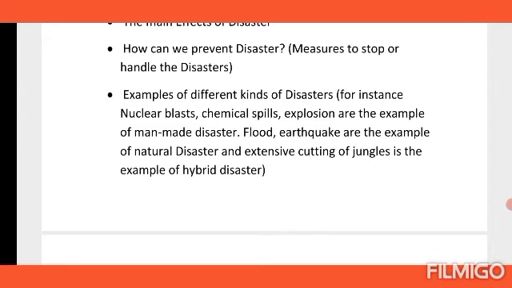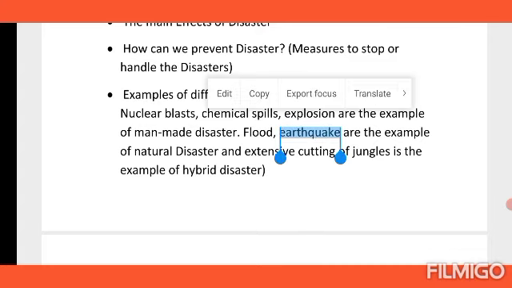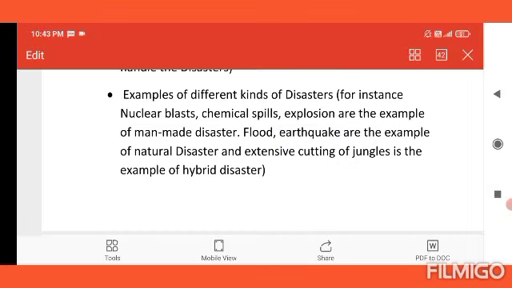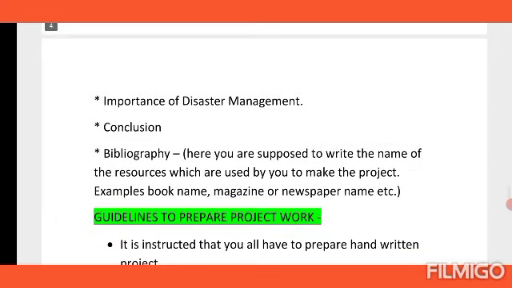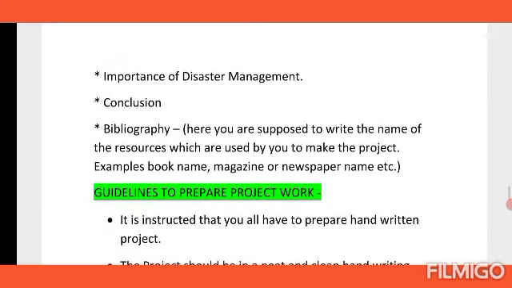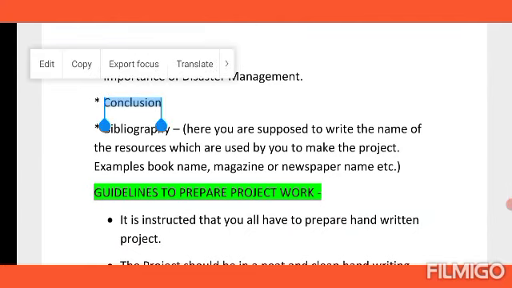You will find various incidents around the world or in India. Then you will talk about natural disasters; flood and earthquake are examples of natural disasters. You can add more. Extensive cutting of the jungles, deforestation, is an example of hybrid disasters. Then you will talk about the importance of disaster management, and at the last, this is important, the conclusion.